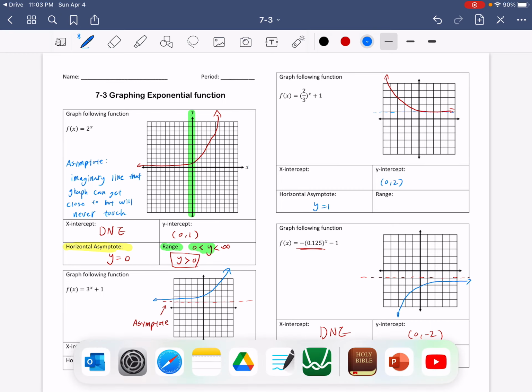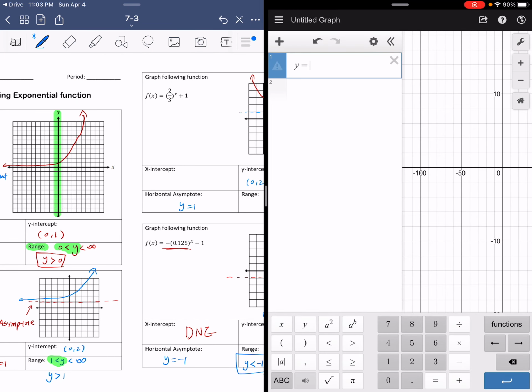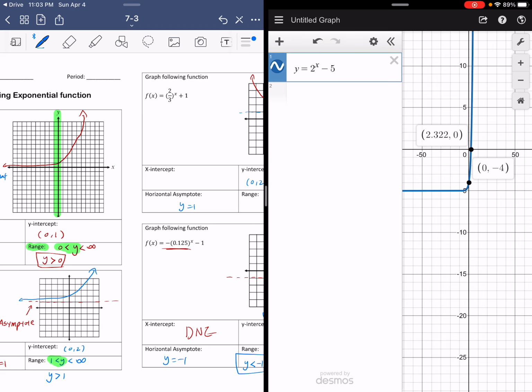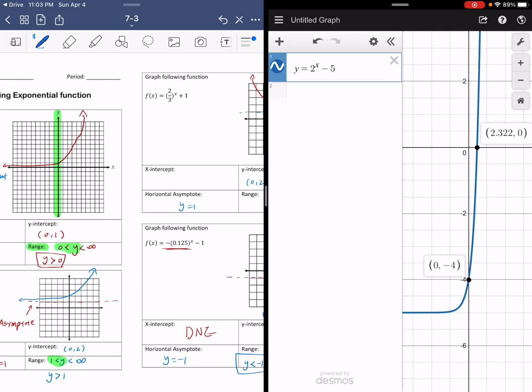Oh, wait, before I finish this, let me show you one case where you will have an x-intercept in an exponential equation. Let's say you have y equals 2 to the x power, minus 5. Now, do you see you have a y-intercept and an x-intercept here, like that? In the examples that I showed you, you did not have any x-intercept. It was all does not exist. But just like this, as you can see, you can sometimes have an x-intercept. So keep that in mind, all right?